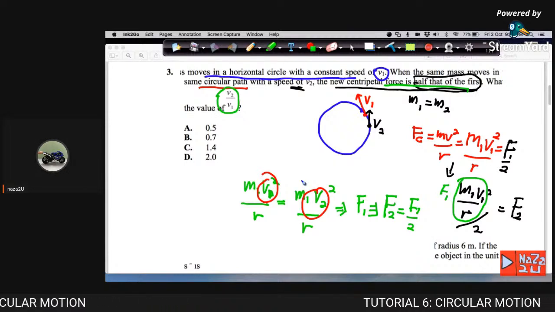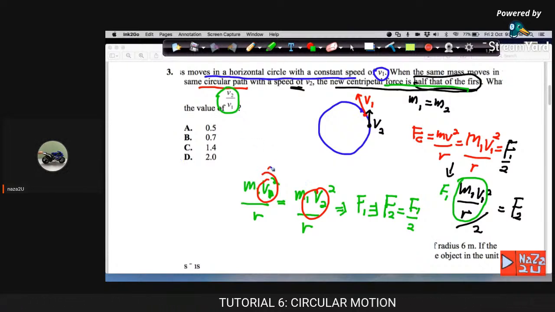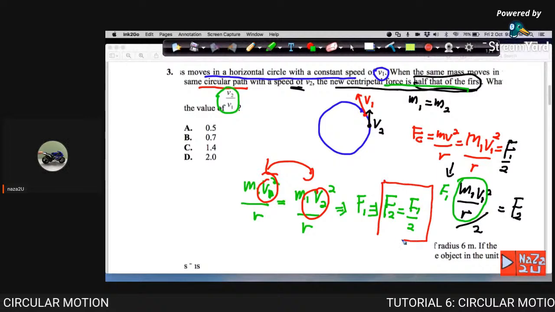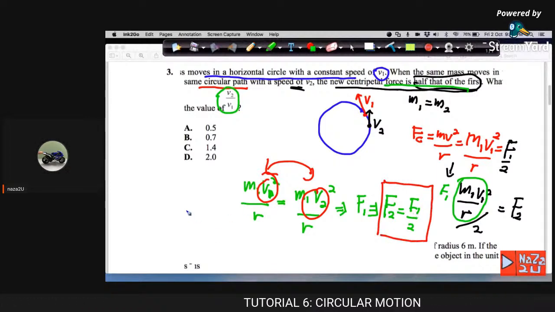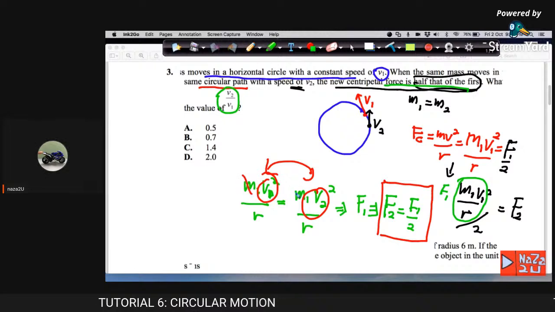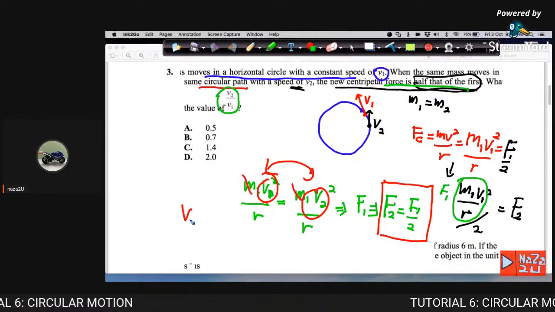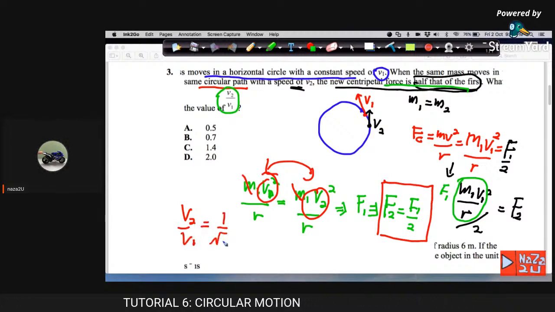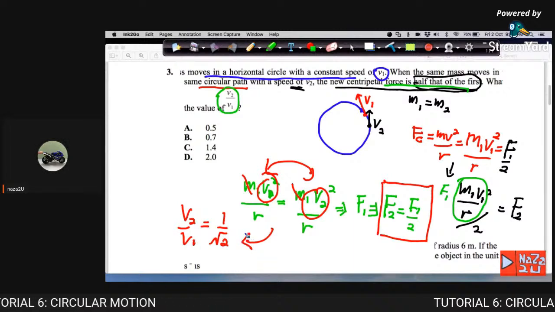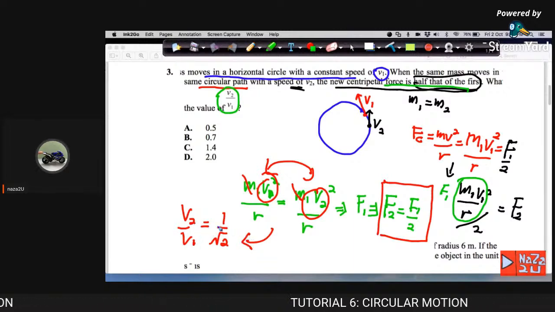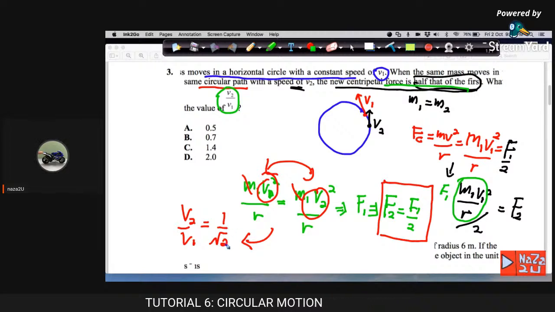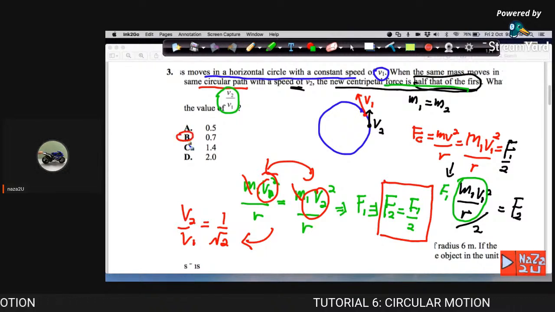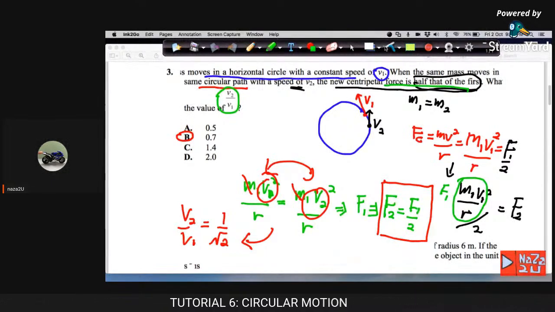If you use the mathematical equation here and the comparison, because F2 is equal to half of the centripetal force F1, we can cancel the m and r. So we have V2 divided by V1 is equal to the square root of 1 over 2. You can calculate this mathematically, so V2 divided by V1 is equal to 1 over square root 2. This is equal to 0.7. The answer is B.